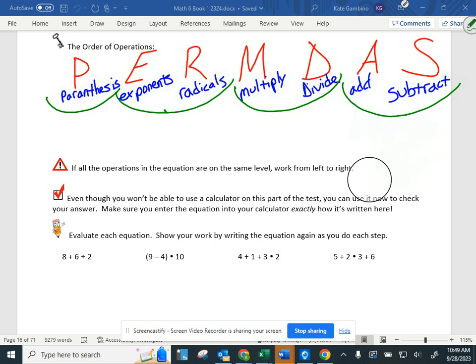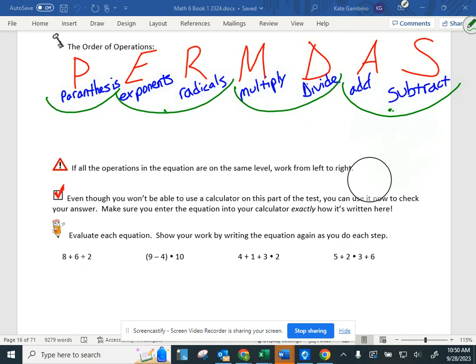Super important. So many times, if an expression has a minus and then an adding, people will add first. But it doesn't matter which one comes first. It doesn't matter that we say add, subtract. It matters which one we hit first when we read from left to right. If it's on the same level, it's whichever one we hit first. So if all the operations in the equation are on the same level, you work from left to right. So whether you hit subtract or add, whichever one you come to first, that's the math we do.